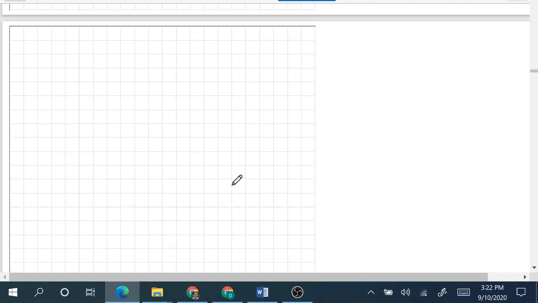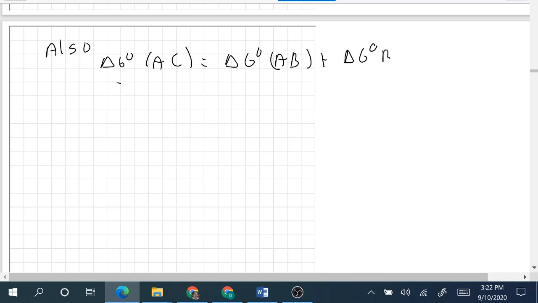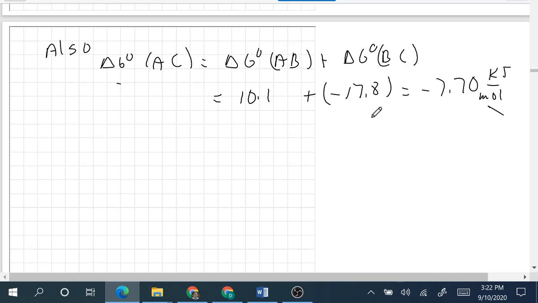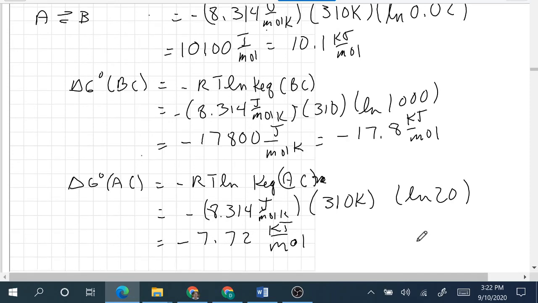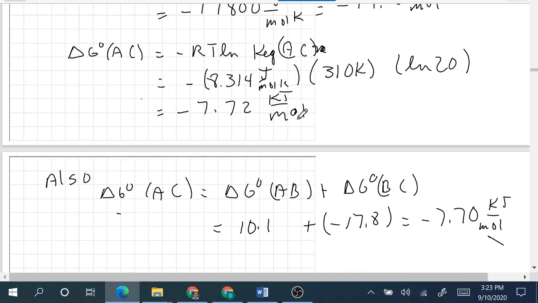Alright, so the next part says to calculate delta G naught. So we also know that delta G naught for AC is equal to delta G naught for AB plus delta G naught for BC, okay, and that is equal to 10.1 because we just calculated that, plus negative 17.8, which is equal to negative 7.70 kilojoules per mole. Okay, because we just added those numbers up that we just got, and that's roughly the same number that we got earlier. Okay, so we were able to calculate that two different ways.